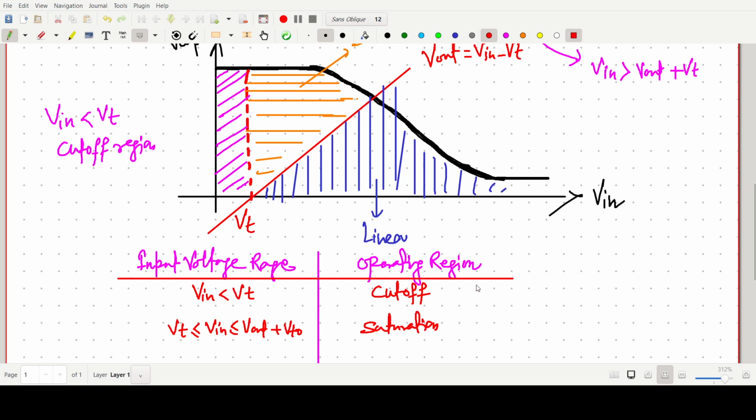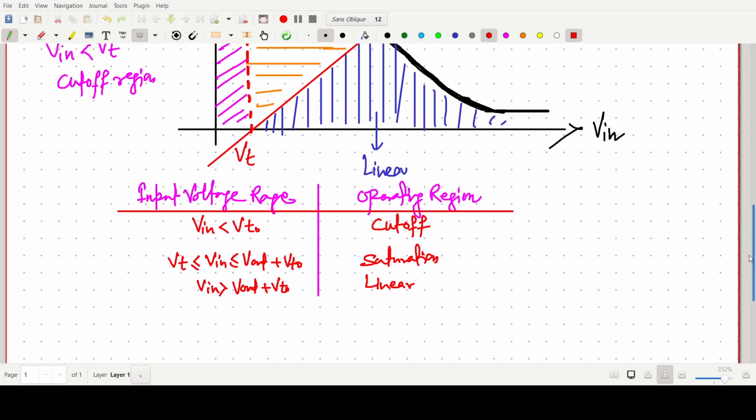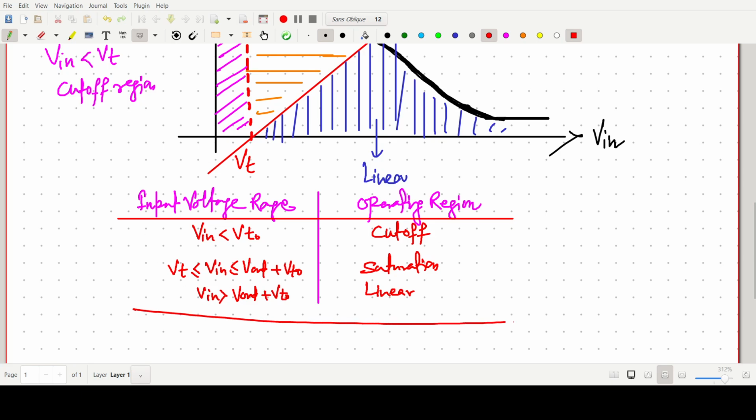In this case we have already discussed it. And when V in is greater than V output plus Vt naught, or Vt, it should be in the linear region. So this is all about the operating region, and it is a very simple one.